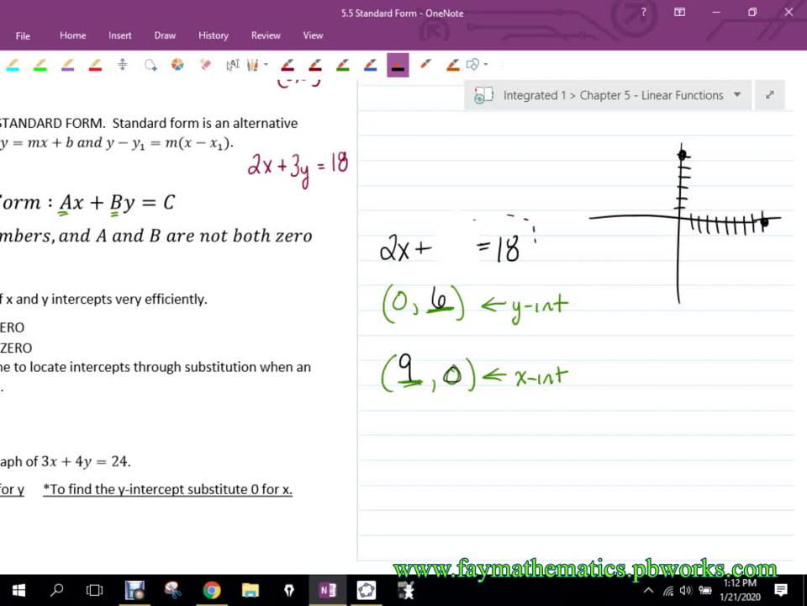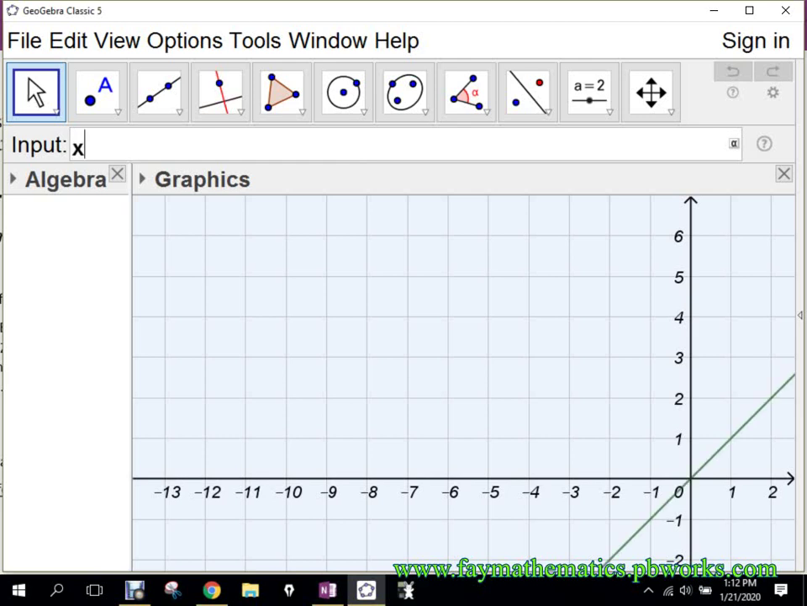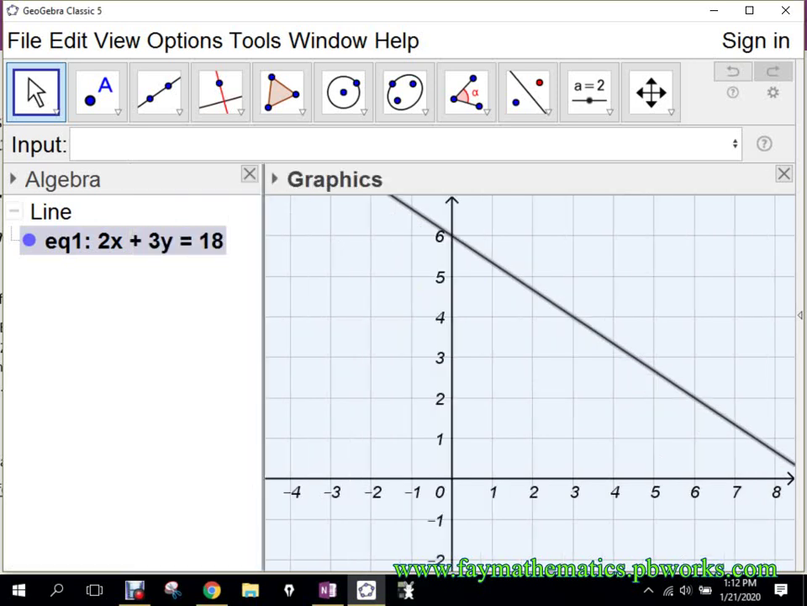Okay, so let's just real quick look at this line. If I have 2x plus 3y equals 18, if we look at this stuff, is that point right there (0, 6)? Is that point (9, 0)? Okay, and that's exactly the equation that we started with.